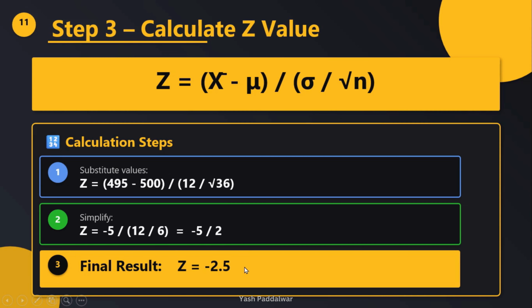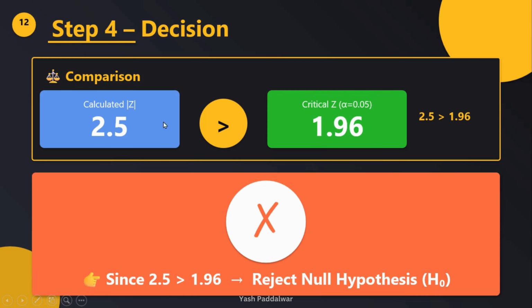Now, you got this particular Z value. Let's compare it with the critical Z value for the two-tailed Z test. See, the calculated Z value is minus 2.5. Now let's compare it with the critical Z value. So over here you can see the calculated Z mod value, that means the mod of whatever value you have got. Minus 2.5's mod is 2.5. So 2.5 is greater than your critical Z value for your level of significance 0.05, which is 1.96. So since it is greater, we reject the null hypothesis.